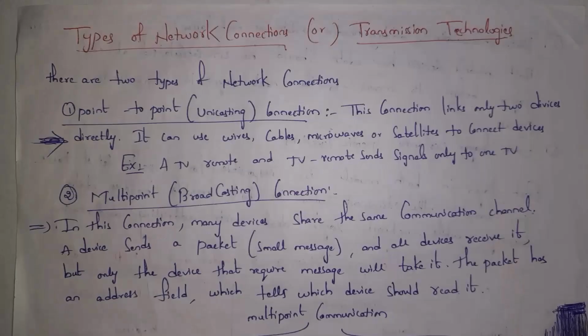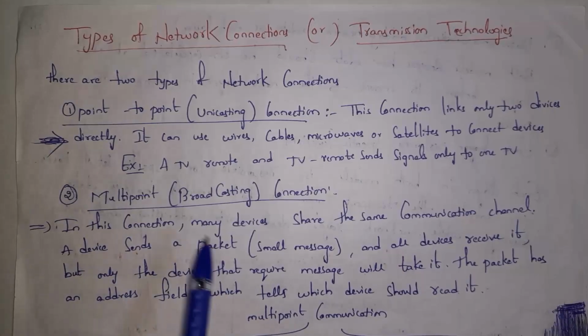So in a multi-point connection, a device sends a packet, which is nothing but small parts of a message, and all devices receive it, but only the device that requires it will take it. The packet has an address field. That message will contain the MAC address of the receiver, which tells which device must read that message.